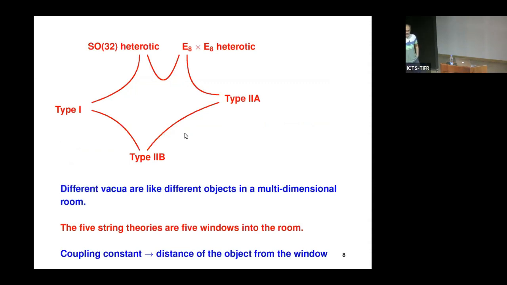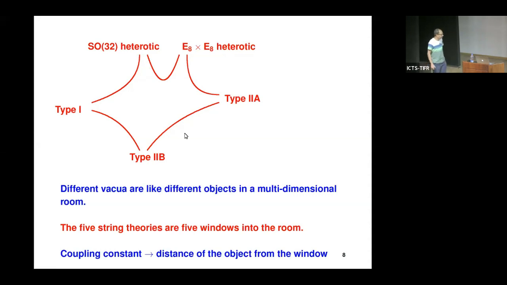So here is a very schematic picture of what the situation in string theory is. You can think of the different vacua of string theory as different objects in some multi-dimensional room. Here of course I have drawn a 2-dimensional room, but this is certainly a multi-dimensional space. And the 5 string theories that I described can be thought of as 5 windows into the room. Here you see the names of these 5 string theories. Type 2a and type 2b we had encountered earlier. The 5th one is called the type 1 string theory. So these are like the 5 windows into the vacua that are different objects inside the room.